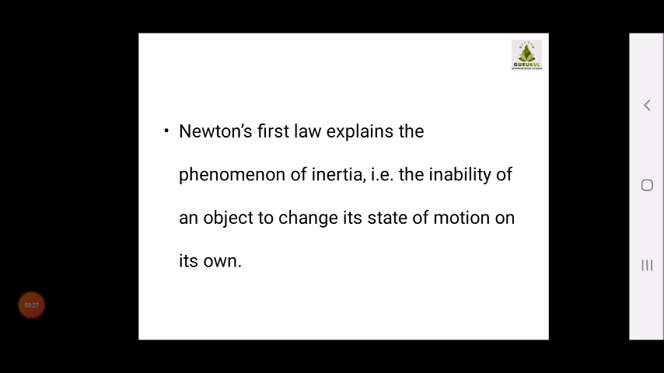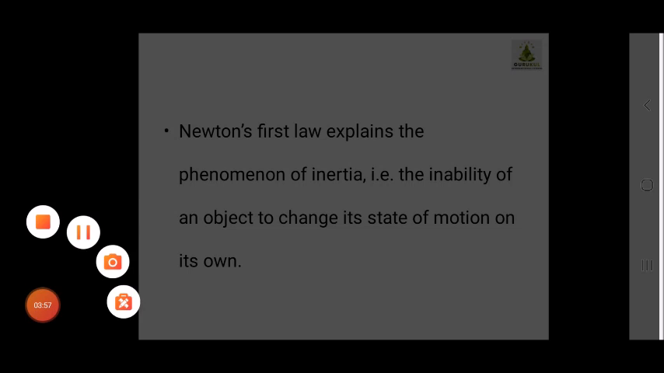What is inertia? This is something new to you, so that's why here I am explaining it very properly. Inertia is the inability of an object to change its state of motion on its own. Okay, so inertia is the property of an object that no object will change its state on its own unless and until an external force is applied. Okay, remaining concepts we will be looking at in the next videos.